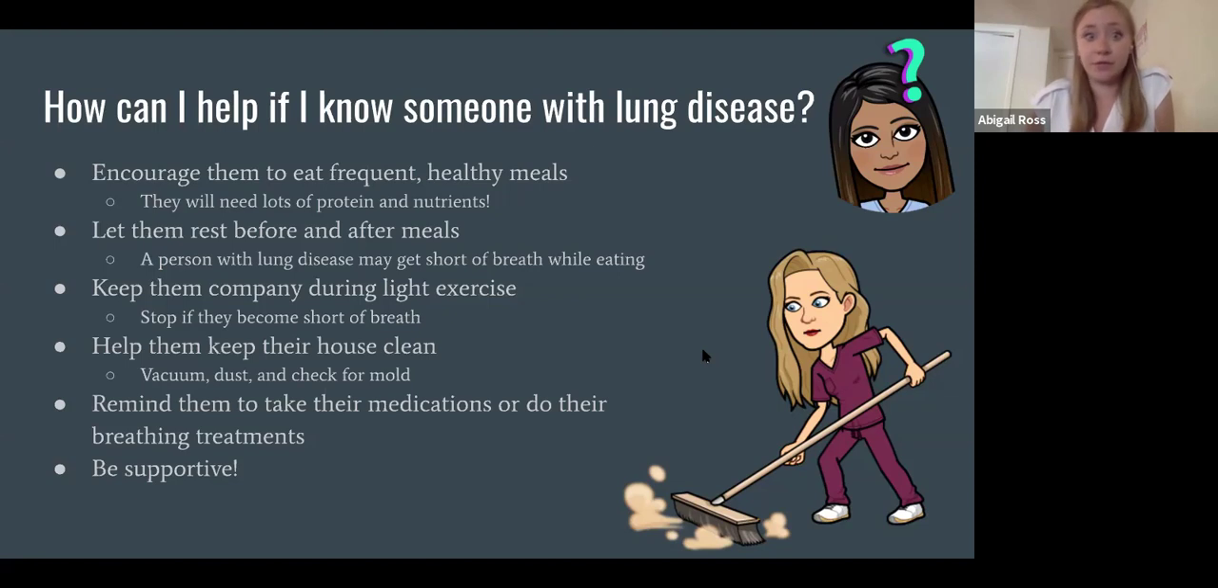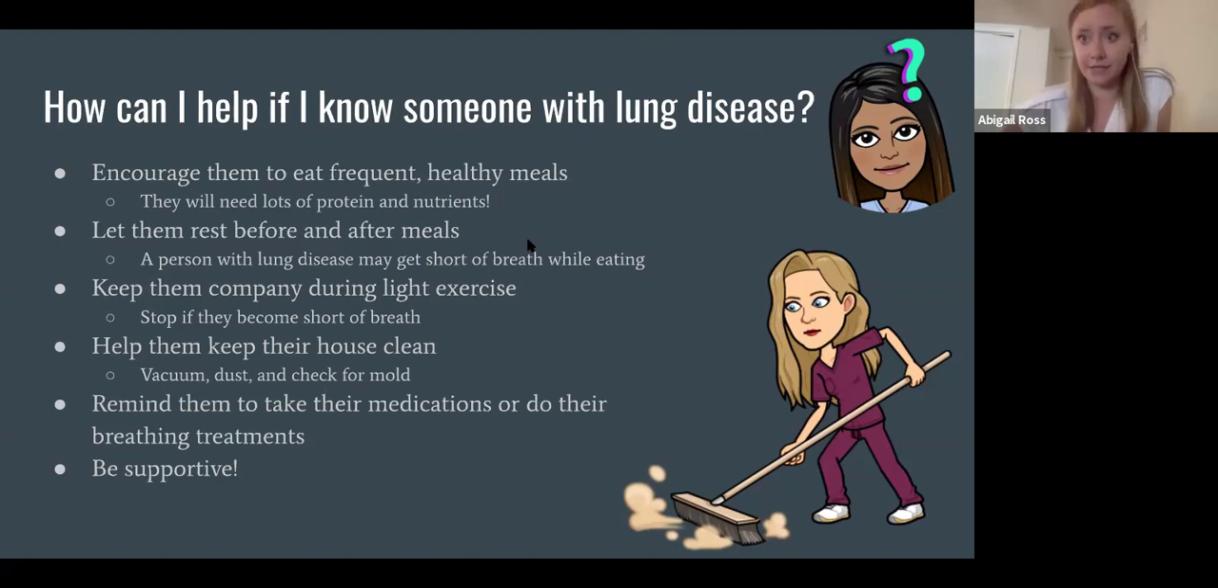So if you do know somebody with a lung disease, encourage them to eat frequent, healthy meals and eat with them, keep them company. When I say frequent and healthy, I mean small meals, a lean meat, some vegetables. The reason they need to be frequent and small is because it can be hard to breathe if somebody has chronic lung disease. It can make them really short of breath to try to eat big meals. So let them rest before and after, even during the meals if they need to. Keep them company, offering that emotional support, letting them know it's okay. And keep them company during some light exercise. Going on a walk around the neighborhood, if they can handle it, could be really helpful.